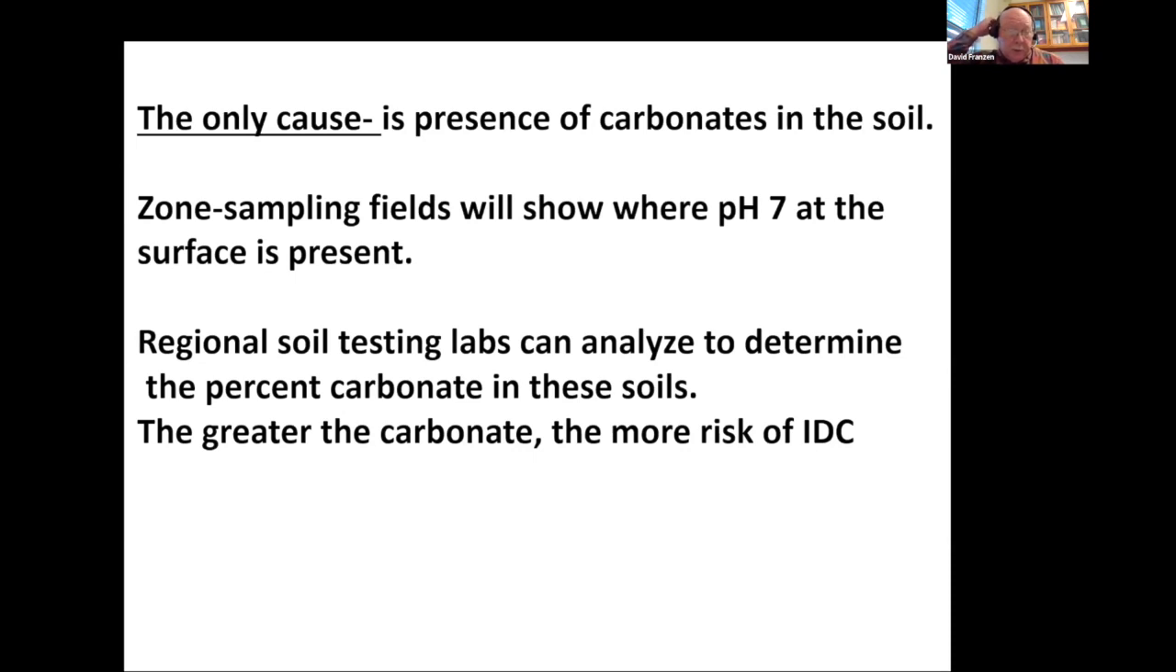People that zone sample, and that's really a lot of people within the state, they understand that you have areas in the field that are fairly acid and areas in the field that have maybe pHs, as Greg was talking about, that approach 8 or maybe even above, really in the same field. So zone sampling is really important to get a handle on what the status of pH is in the field. If you have areas in the field that have high pH, regional soil testing labs can analyze those to determine the percent carbonate. It's not a standard test, but certain labs can do that, and it's not that expensive to try to figure out what you have.